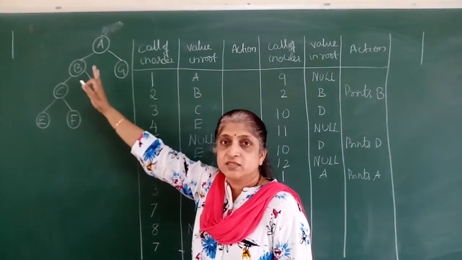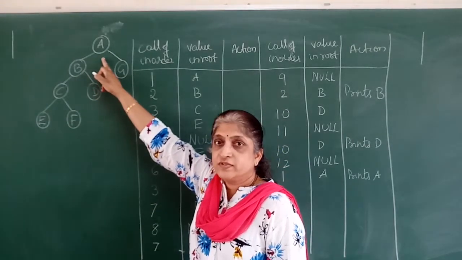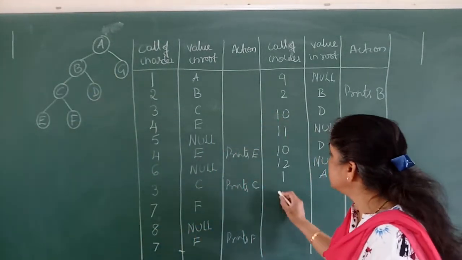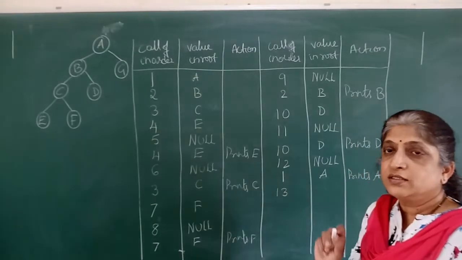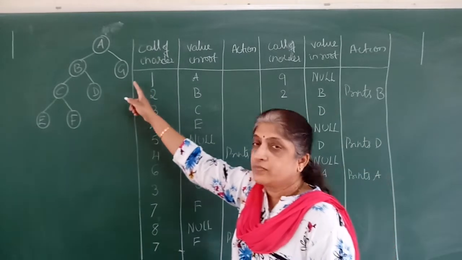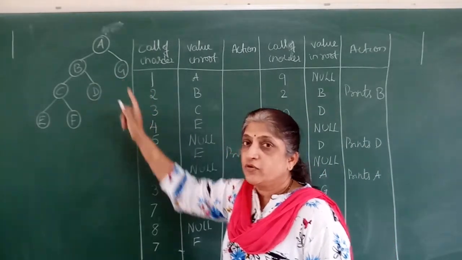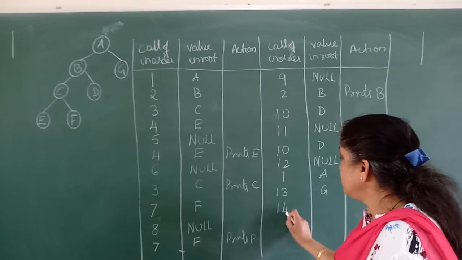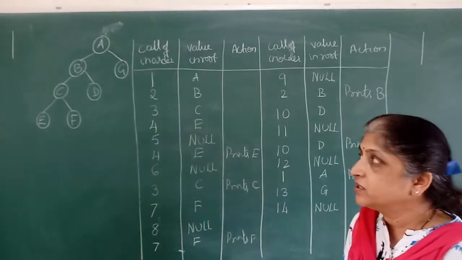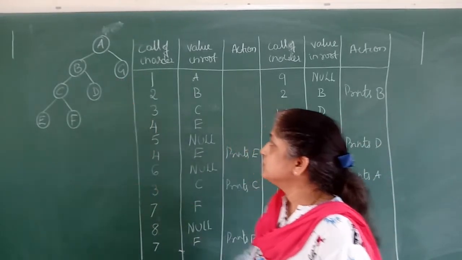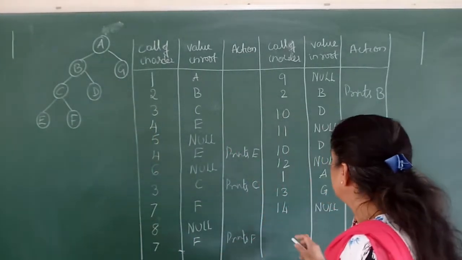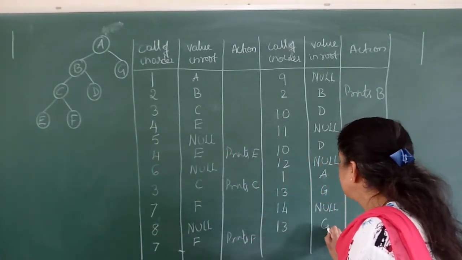Now the left subtree of a is visited, and the root is also visited. It calls the right subtree of a. So this is the 13th call to the function, and the value in root is g. It calls the left subtree of g. The 14th call is null, so it returns to the previous call, the 13th call, wherein the value is g.